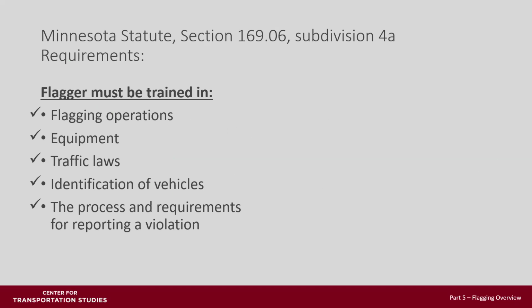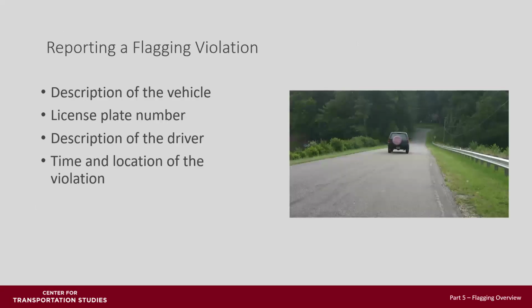There are requirements for a flagger to be trained. They must be trained in flagging operations, proper equipment to use, the traffic laws that apply, the identification of vehicles, and the process and requirements for reporting a violation. Let's take a look at how you report a violation. This information is needed when reporting the incident: description of the vehicle, the license plate number, description of the driver, time and location of the violation.